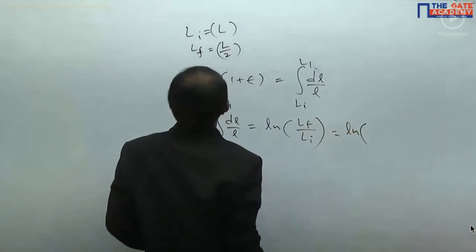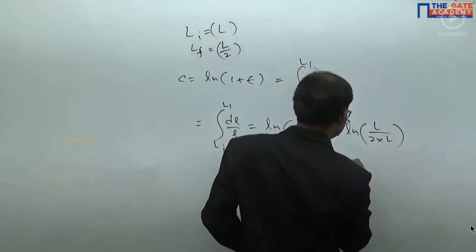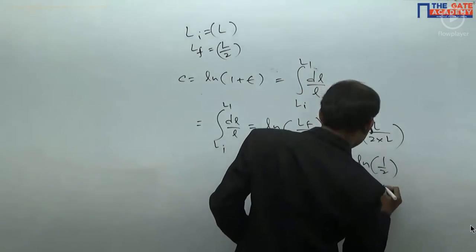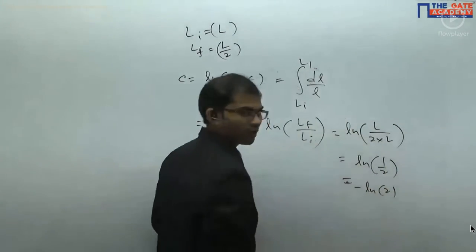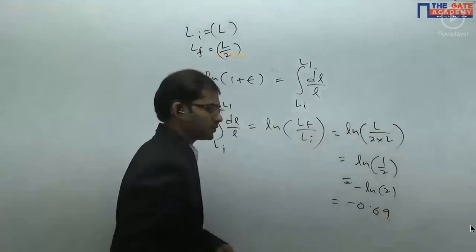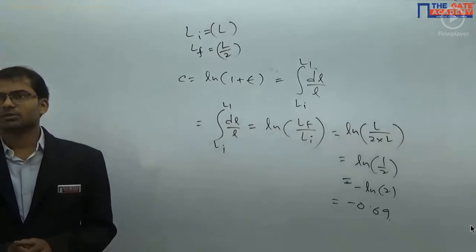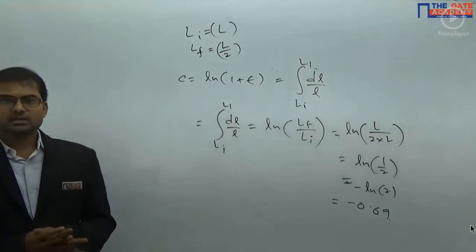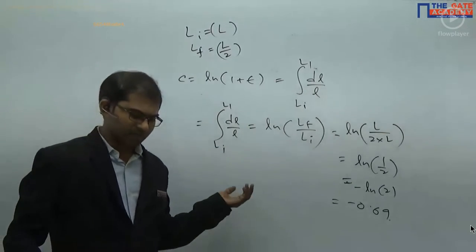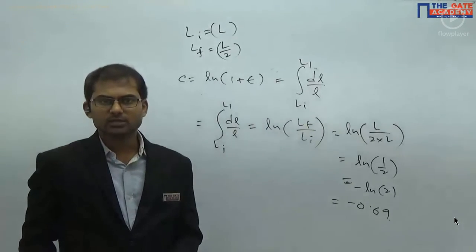The integral of dl by L from L0 to L1 means log of L final by L initial. L final is L by 2 and the initial length is L. So this gives ln of 1 by 2, or minus log 2. Log of 2 is 0.69, so the answer is minus 0.69. The correct answer is B here. It's a very simple question. The questions asked in the GATE examination were almost similar to this, so you can get the answer very easily.